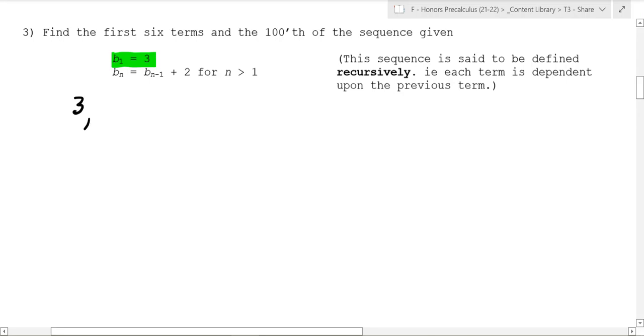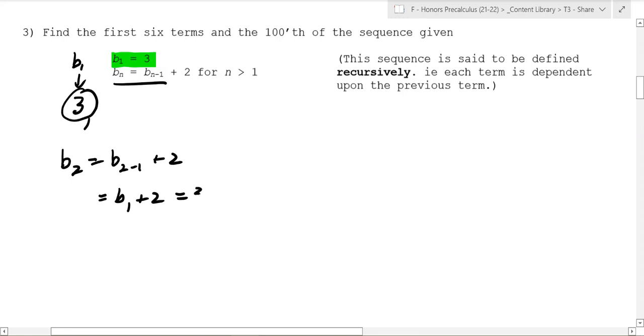So when you have the first term, so that's b1 is 3, how do you get the second one? So let's say you wanted b2. This is saying it's equal to the last term, b sub n minus 1. So b sub 2 minus 1, plus 2. Well, that's just b sub 1 plus 2, and we know b sub 1 is 3. So that's 3 plus 2, and that's equal to 5. So then we know b1 is equal to 3 and b2 is equal to 5.